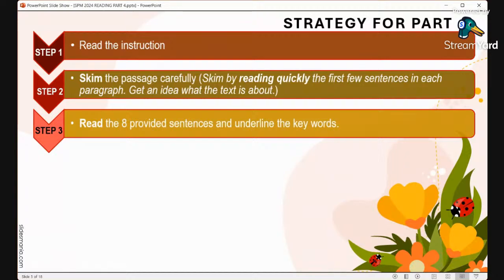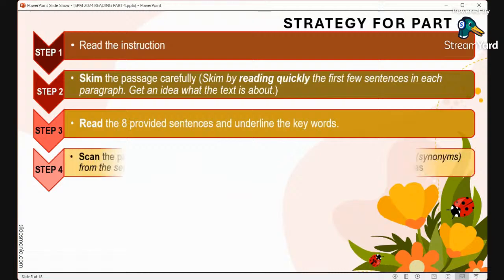So then, when you already get an idea what the text is about, then you start reading the 8 provided sentences and underline keywords. Don't underline all the keywords. Okay? Like just now Puan Haslina was saying, especially those who are not very good in the language tend to underline every single word. You can't. Okay, I will show you what are important words if it appears in the options, the 8 options.